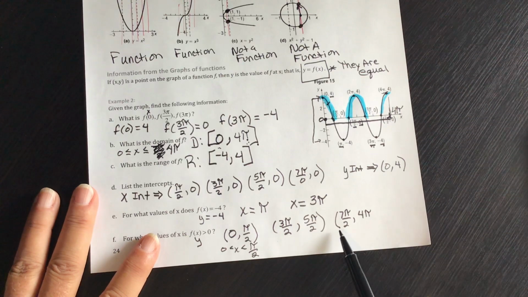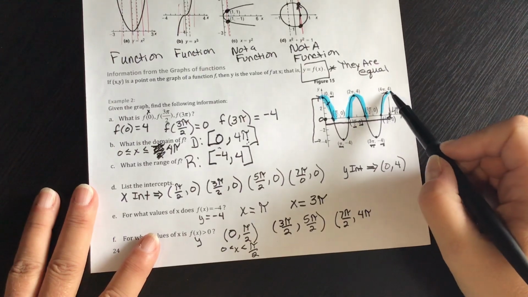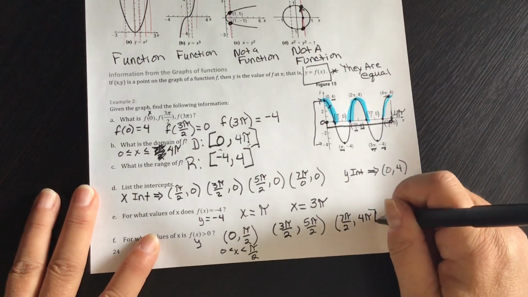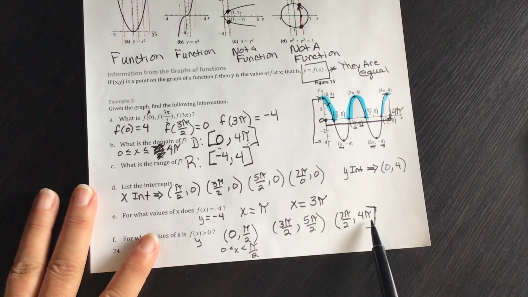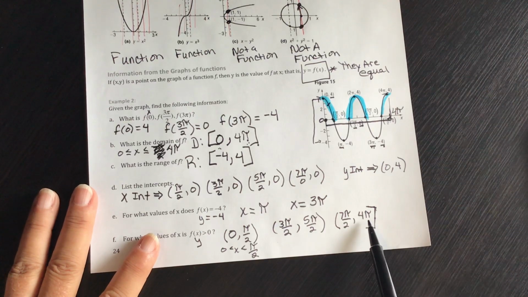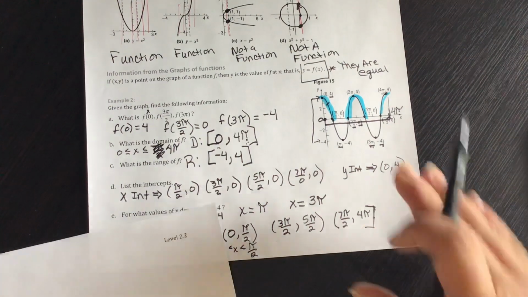Now, 7 pi over 2 gives me a value of 0, but 4 pi gives me a value of 4, which is included in my y value is greater than 0. So here, I'm going to use a bracket to indicate that 4 pi would be included in this set that gives me a y value greater than 0. All right, so moving ahead.